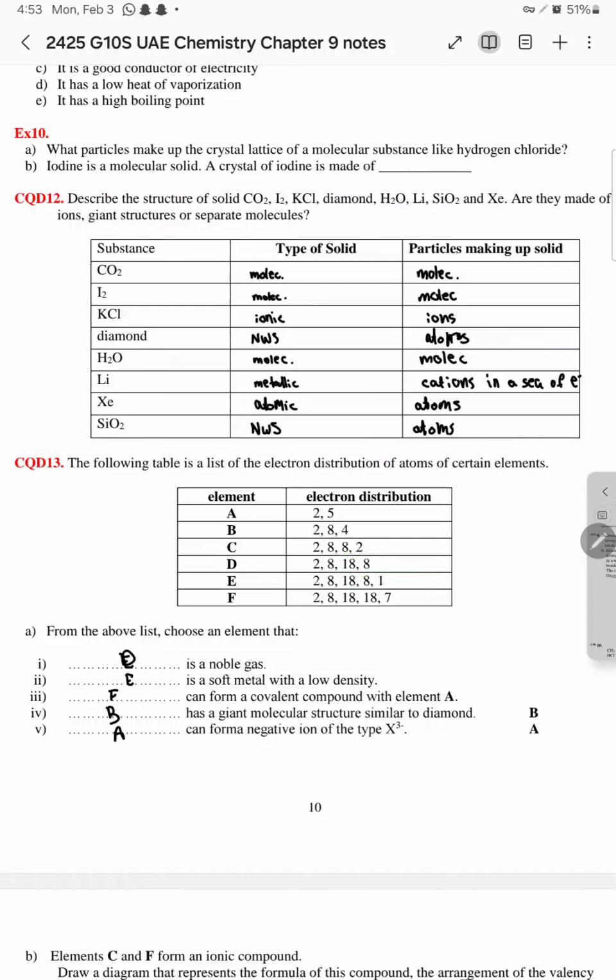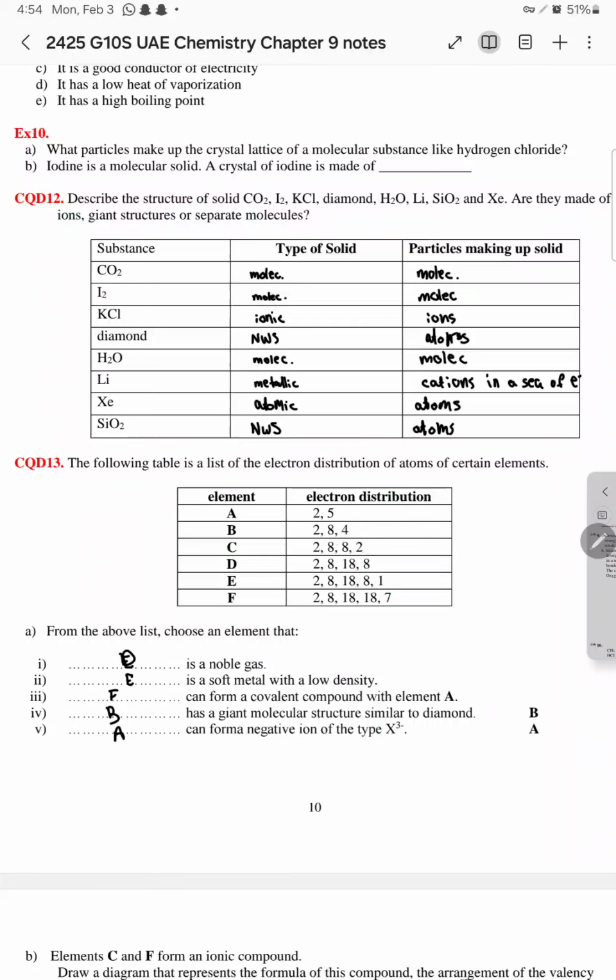Now, which is a soft metal with low density? We know metals are groups 1, 2, and 3, and transition metals, of course, but mostly 1, 2, and 3. So how do we know if it is in 1 or 2? Because these are the only 2 metals we have. But if it's with low density, then you're definitely gonna choose the one with the lower group, because as you go up in groups, they increase in density.